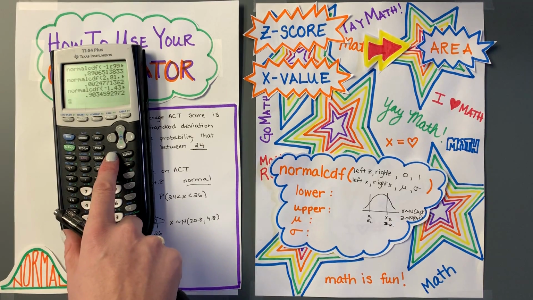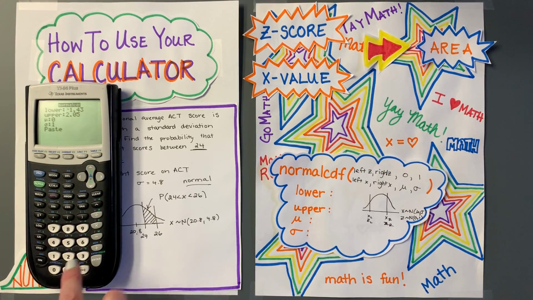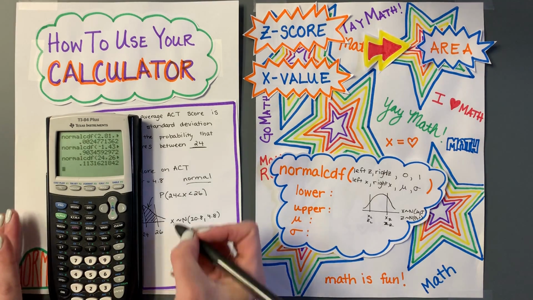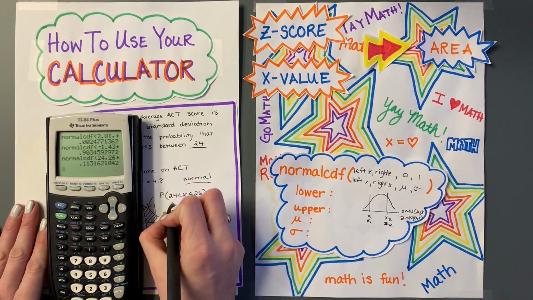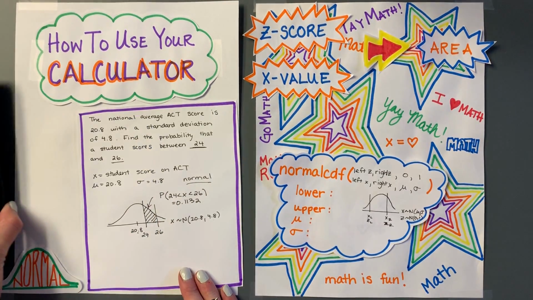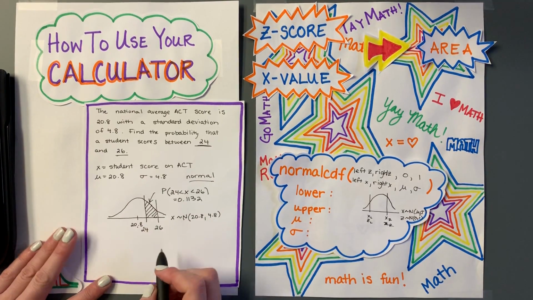I am going to go to normal CDF. I'm going to put in the left limit, which is 24. The right limit, which is 26. The mean, which is 20.8. And the standard deviation, which is 4.8. It does all of the conversion for you. It does the calculation. And this is 0.1132. This is exactly what you would get if you did all of the conversion and calculated by hand.